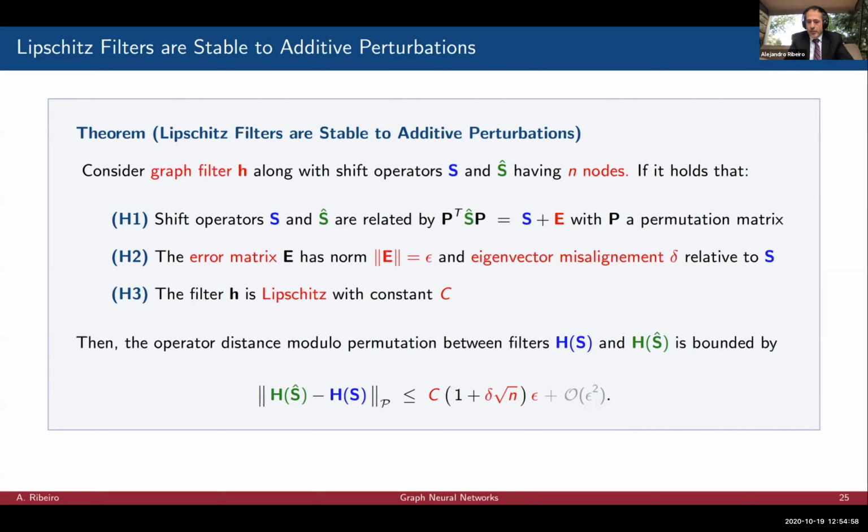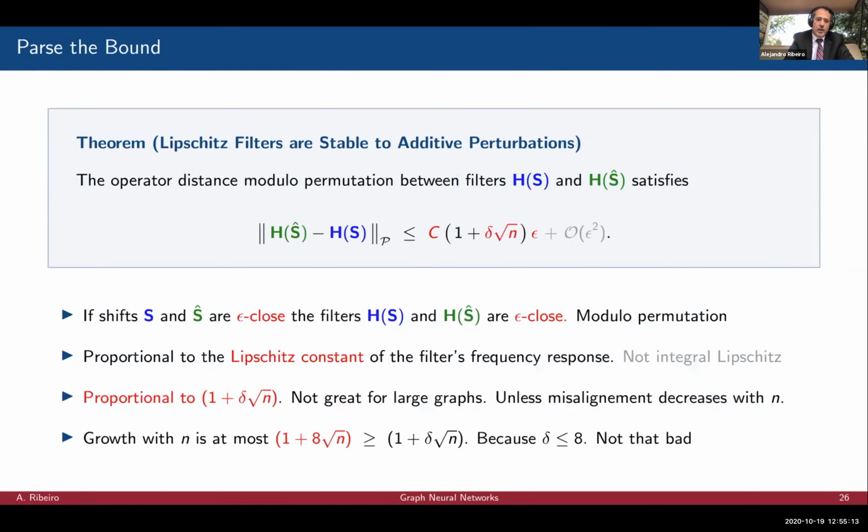Now that's a stability bound for the outputs of graph filters. It tells you that if the perturbation of the input is small, the perturbation of the output is also small. And all of these things are measured modulo permutation. Perhaps it is important that I parse this bound for you, so I am repeating the bound here. As I was telling you, if S and S hat are epsilon close, the filters are also epsilon close, and this is modulo permutation, which is important because it allows us to consider internal signal symmetries.